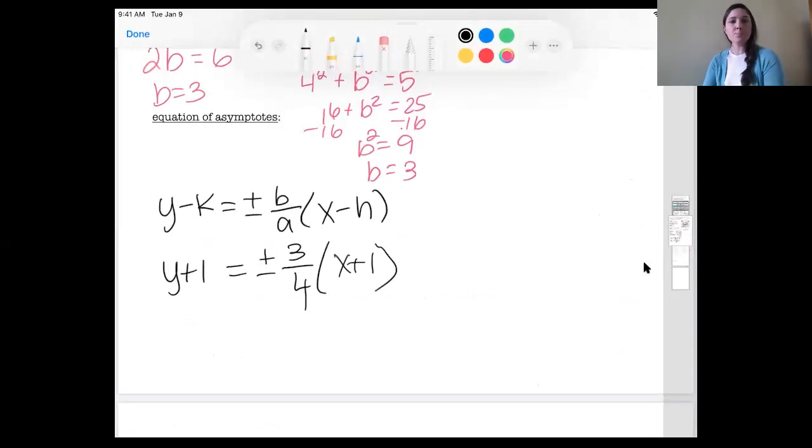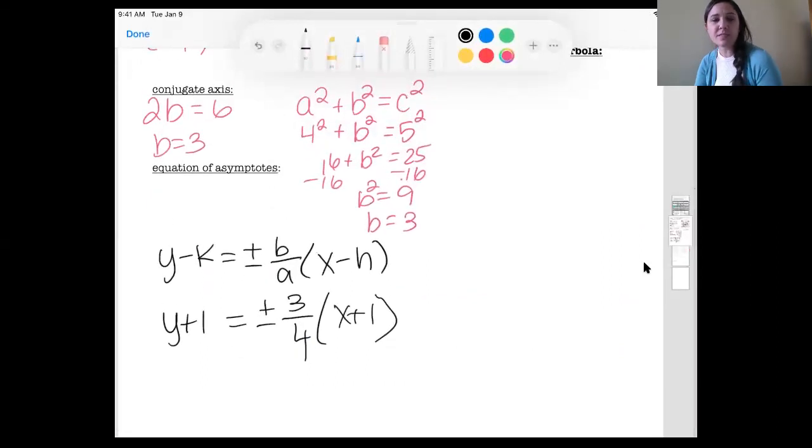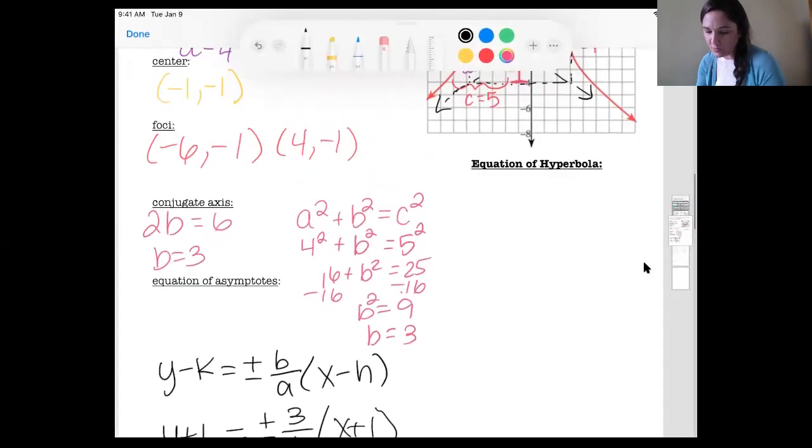And there we have it. We could distribute, you could move them around, but honestly, I am perfectly fine if you leave this in point slope form. It's beautiful. I love it because I can easily see where your center is, and I can easily see your b and your a. It's fine. Sometimes it's easy to write your equation in slope intercept because you can easily see the y-intercept, but for this case, we can't.